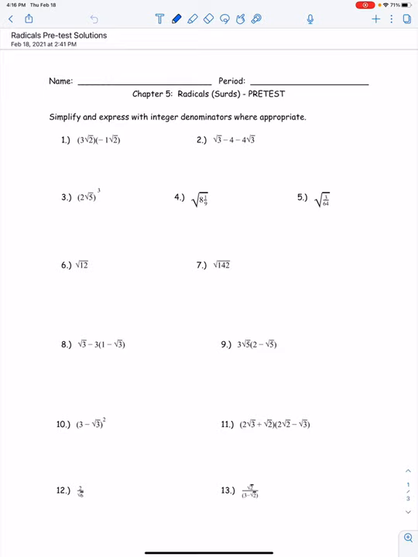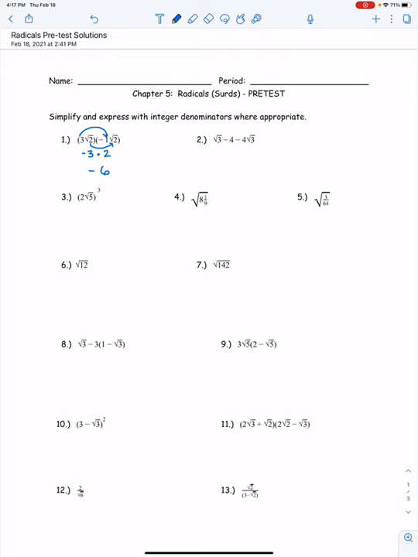Okay, question number 1 is going to be a simple multiplication problem. Please remember that when we multiply radicals, we want to multiply both the coefficients and the radicands, and then simplify. So here I'm going to multiply 3 times -1, which gives me -3. Then I'm going to multiply the square root of 2 times the square root of 2, which gives me 2. So I end up with -3 times 2, which gives me -6.